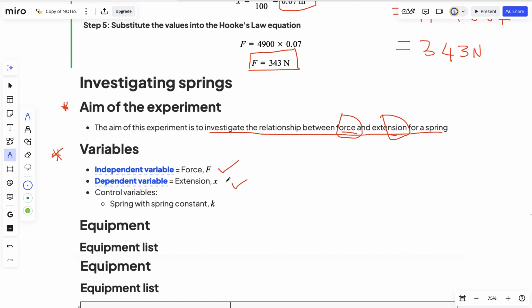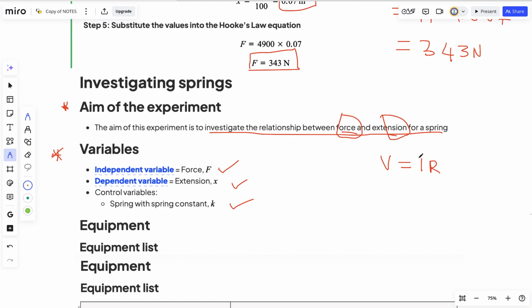So you put that. Then control variables. Now, because in IGCSE they have started to teach you all of this, right? What is the control variable? The spring constant is the control variable. Usually, when you are doing an experiment, which one represents the gradient? For example, in an electricity experiment, V equals I R. You remember the electricity experiment? V equals I R.